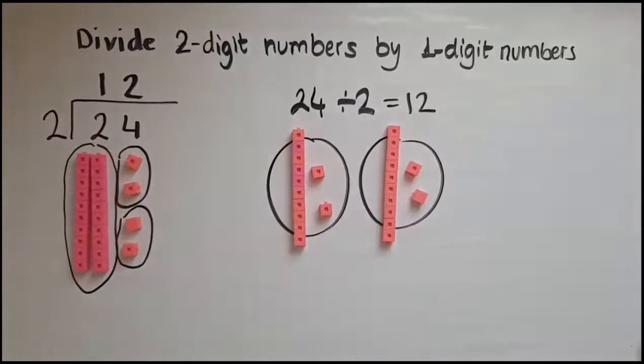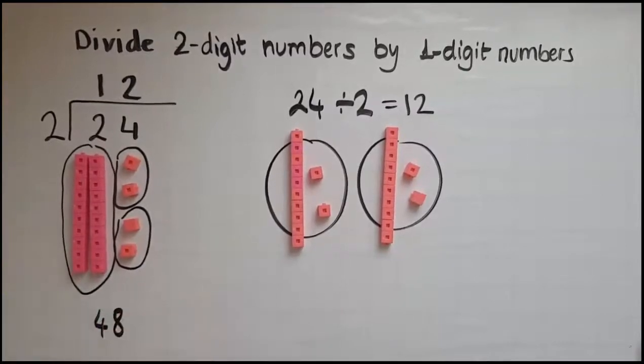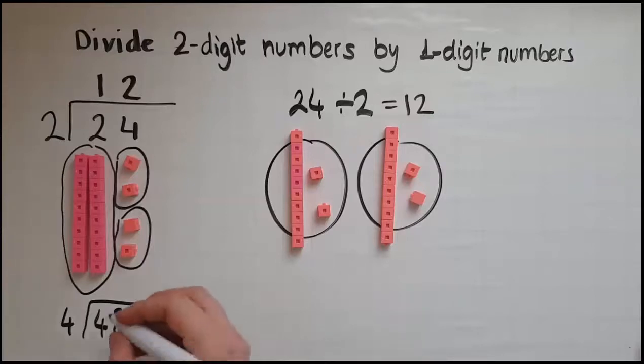Let's try out dividing some other numbers. So I've got 48 and I want to divide it by 4. So how many sets of 4 can I fit into 4? That is 1, and there is nothing remaining. And then how many sets of 4 would I make into 8? That would be 2, and there is nothing remaining. But what happens if there are numbers remaining?